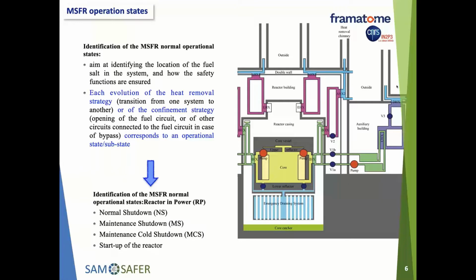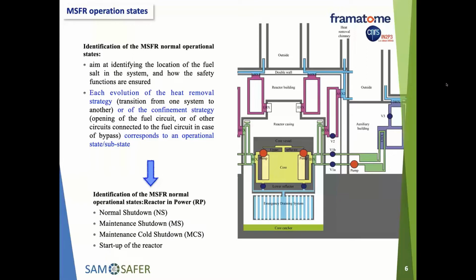For example, when we open the fuel circuit, or for the circuits that are connected to the fuel circuit in case of bypass. So we have one operational state or substate for each location of the salt, leading to one strategy of heat removal or confinement. You can see on the right the drawings of the MSFR system, with in the center part in yellow the core, what we call the fuel circuit. Then in green the intermediate circuit, and a part in purple of the heat conversion circuit. And you see that there are many other circuits in pink, in blue.